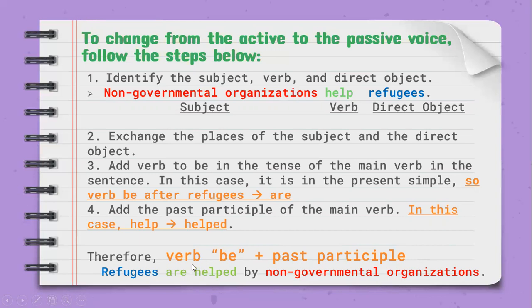Okay, so again, when I wanted to write the verb to be, I looked at the tense here, present simple, so is or are. Now, is or are is not based on the subject, but on the object, because the verb to be is coming after the direct object, because we switched their locations in the second step. Okay, so identify them, switch subject and direct object, and then do the suitable changes by writing the verb to be and the past participle of the verb, and then you would have it all.